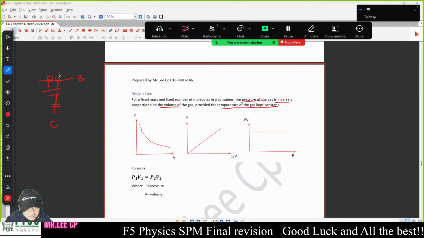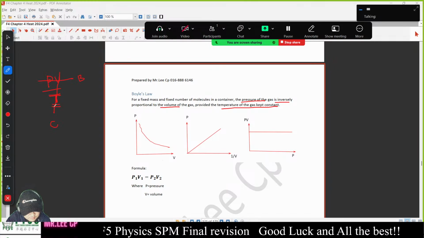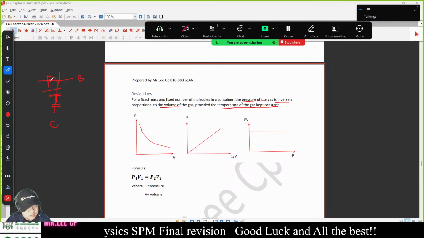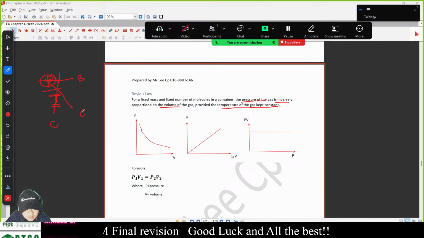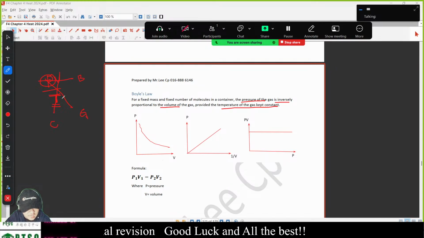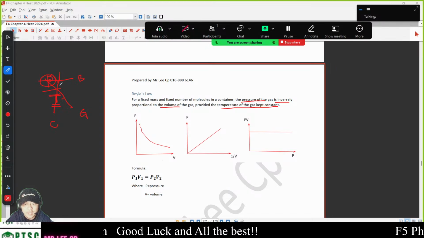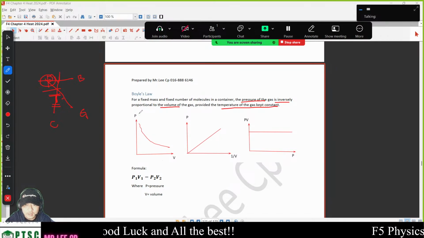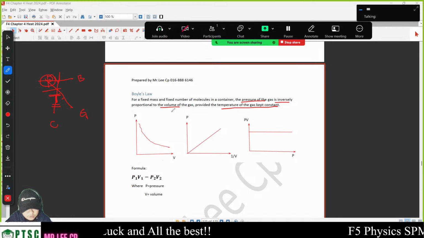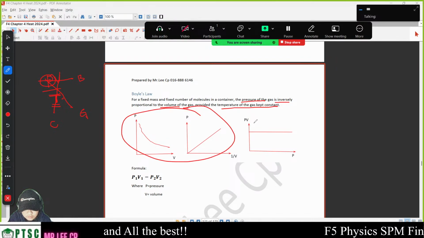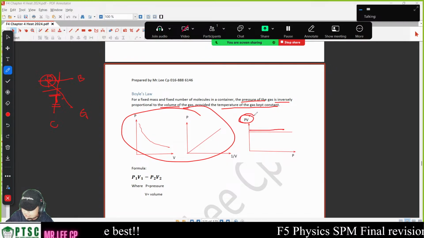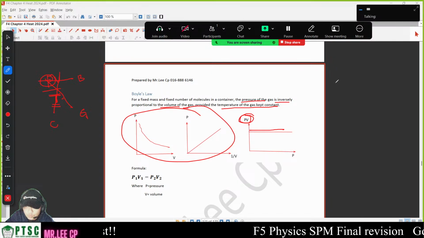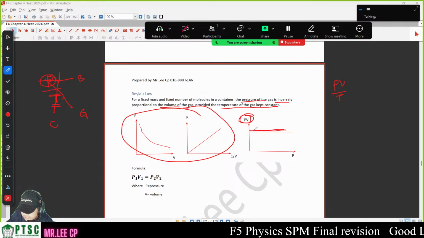Then this is Charles' law. Charles' law says that V is directly proportional to absolute temperature. Remember to put absolute temperature, provided the pressure is kept constant. Lastly, Gay-Lussac's law is P is directly proportional to absolute temperature, provided V is kept constant. When you answer in the objective, you should know what directly proportional and inversely proportional graphs look like. I am not going into detail on this one. When you see PV over T on the y-axis, it is a straight line, constant.